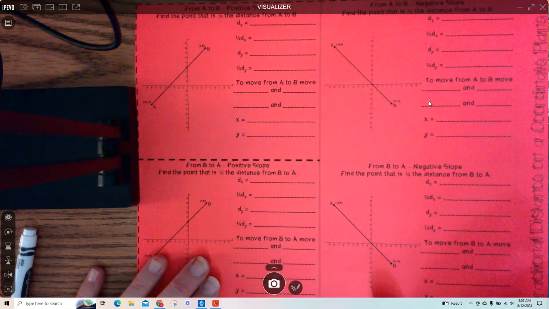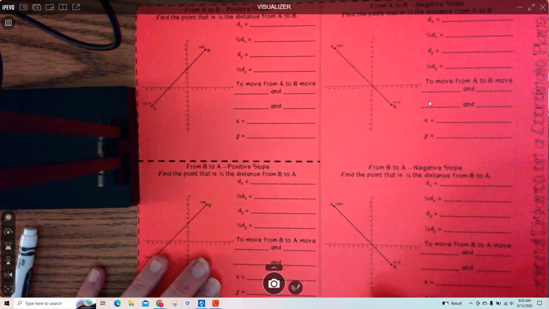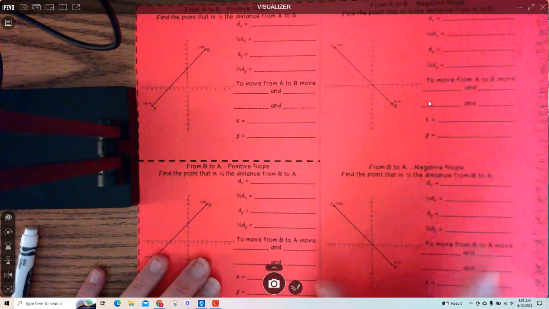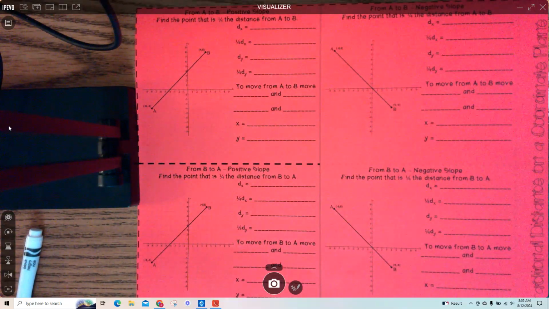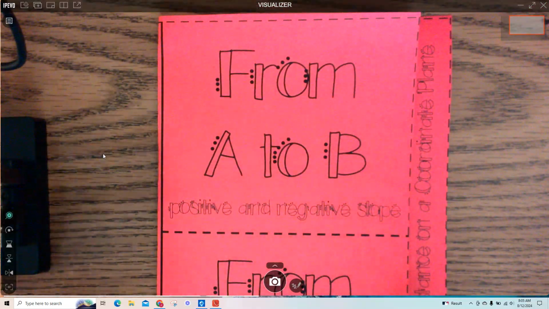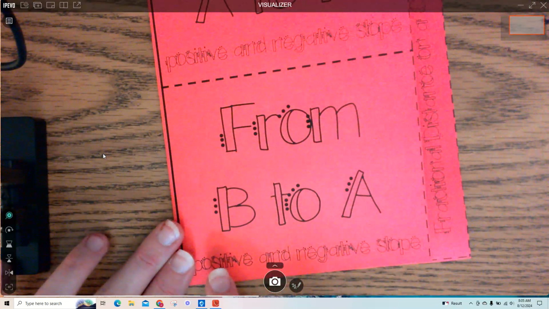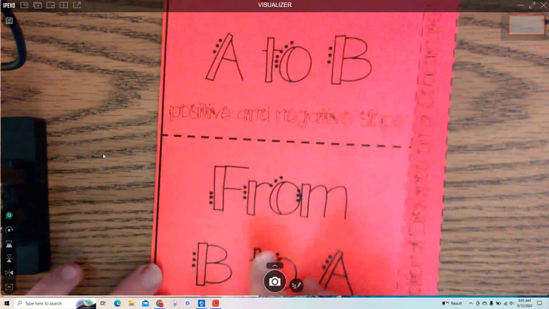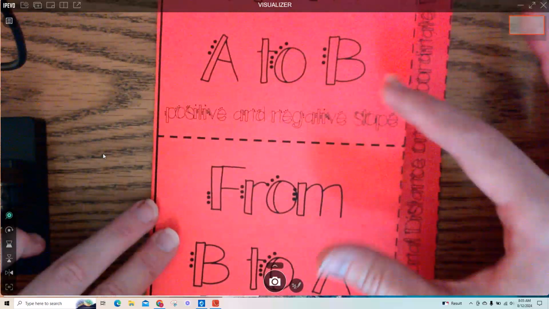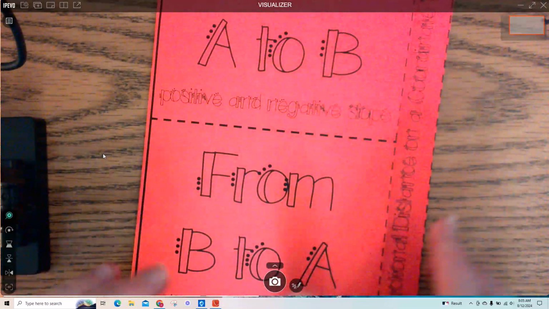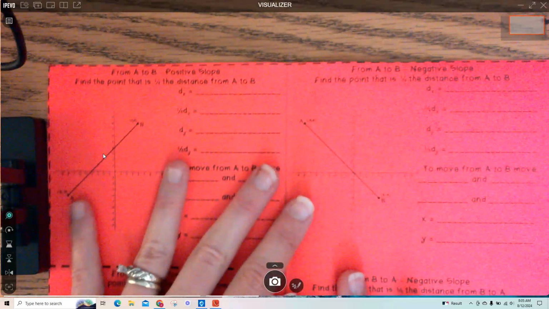This video is for the fractional distance on a coordinate plane notes. This is for lesson 1.4. Alright, so we can either go from A to B or from B to A. So we're going to be dealing with positive and negative slopes, and it does make a difference which direction you're moving. Okay, so we're going to go from A to B.